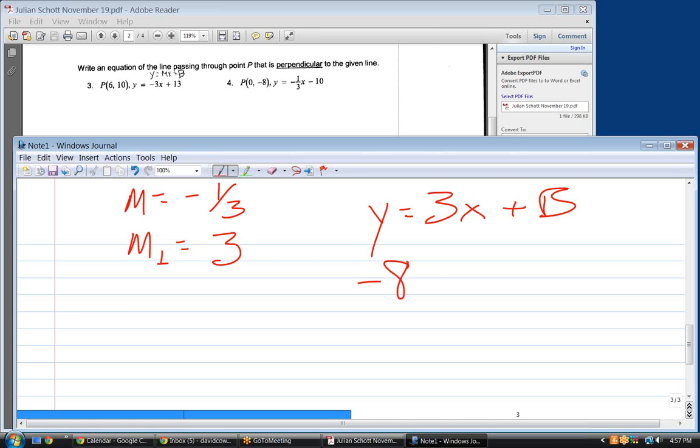-8 equals 3 times 0 plus b. It's 3 times 0, though, not 3 times 0x. In other words, what we're doing is plugging in 0 for x and -8 for y. So what's b equal to? -8. Correct. So we're just going to erase that and put in -8. So that's our answer.